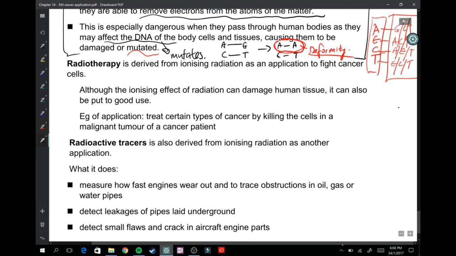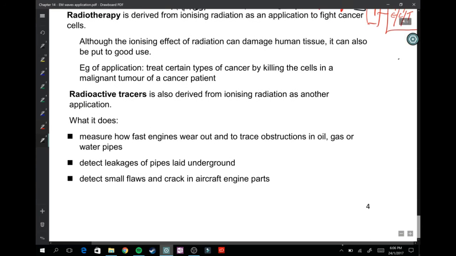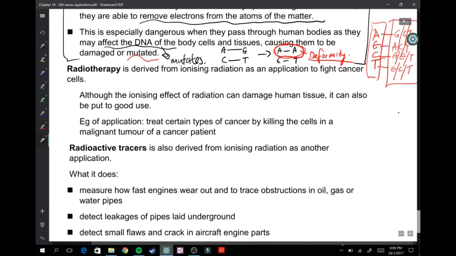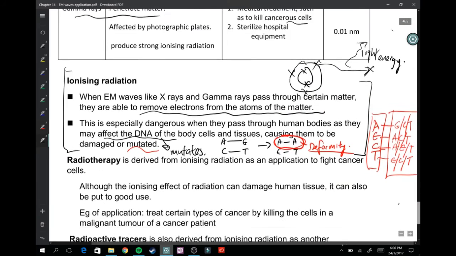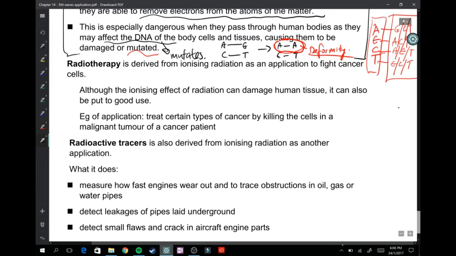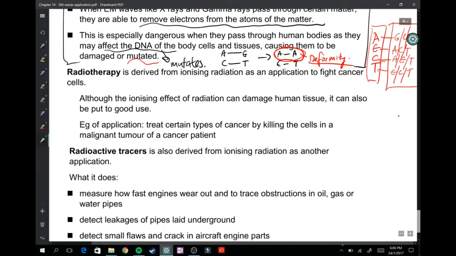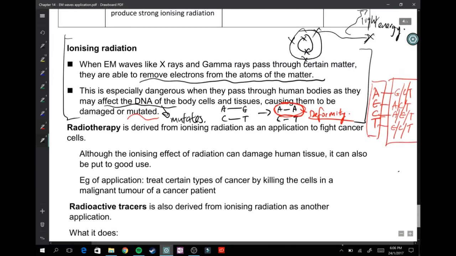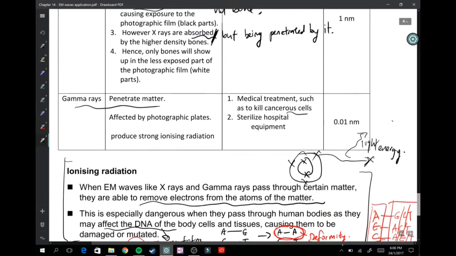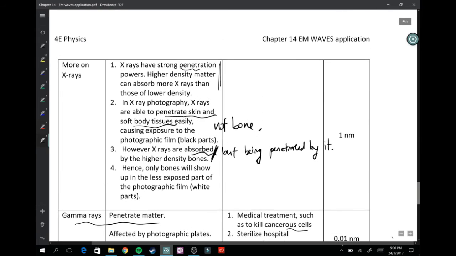So let me just touch on the last 2 points. Oh yeah, before I touch on the last 2 points, there's this idea of the Geiger-Muller tube, which is somewhere here. Give me a moment.